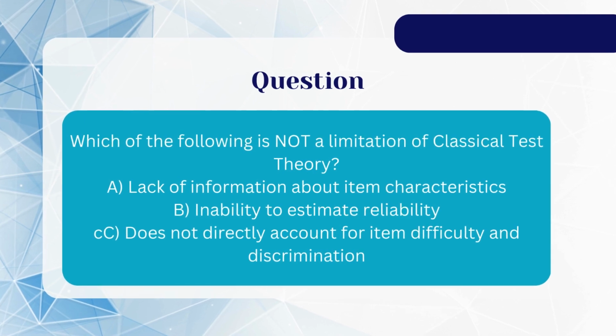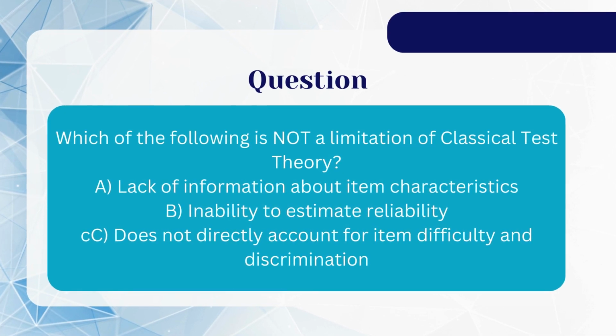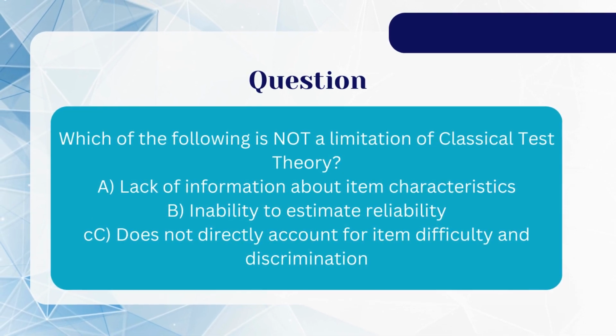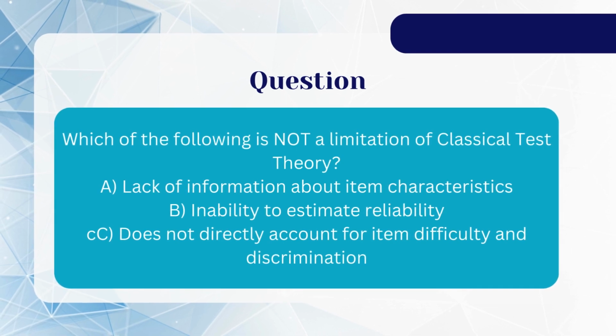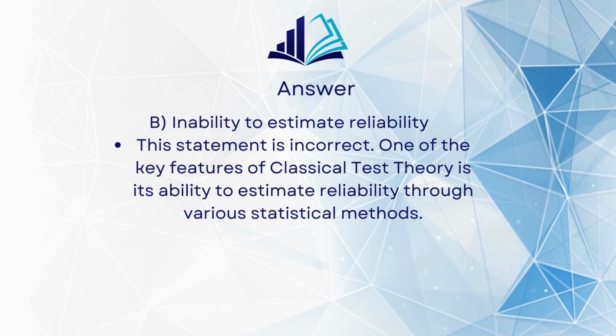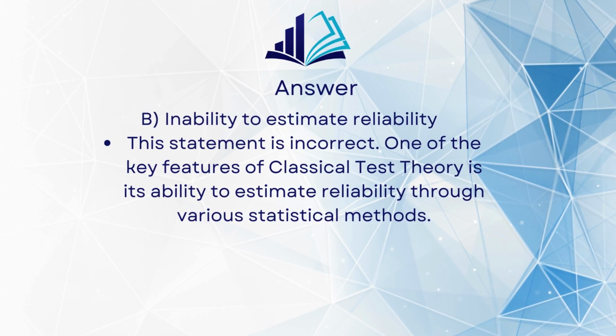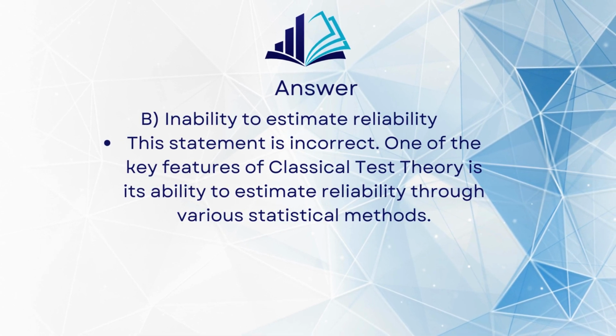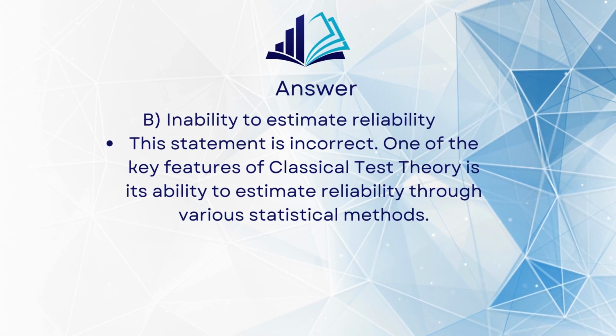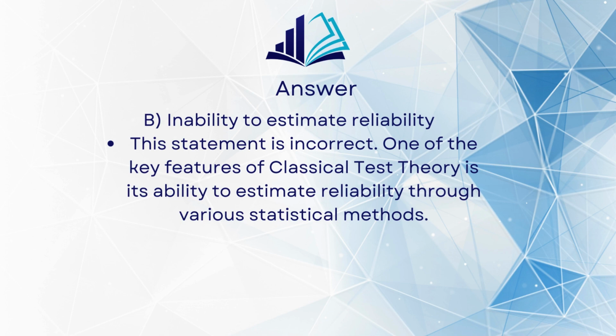Which of the following is not a limitation of classical test theory? A. Lack of information about item characteristics. B. Inability to estimate reliability. C. Does not directly account for item difficulty and discrimination. B. Inability to estimate reliability. This statement is incorrect. One of the key features of classical test theory is its ability to estimate reliability through various statistical methods.